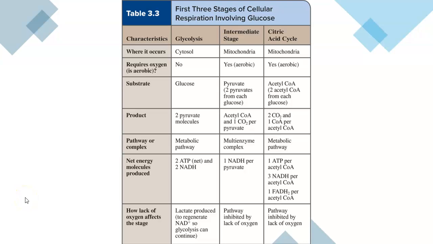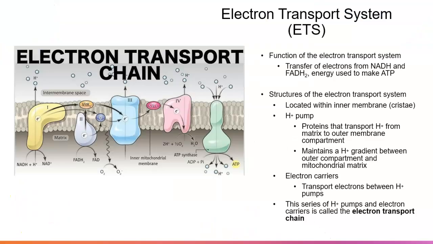This slide simply gives you a graphic representation of everything we've done so far with cell respiration, where it occurs. Does it use oxygen? What are we working on? That's the substrate. What's created? That's the product. What happens? Is it a pathway or do we build a complex of something? What do we make? And how does oxygen affect it? Have you noticed yet we haven't made a whole lot of ATP? Yeah, so we're about to change that.